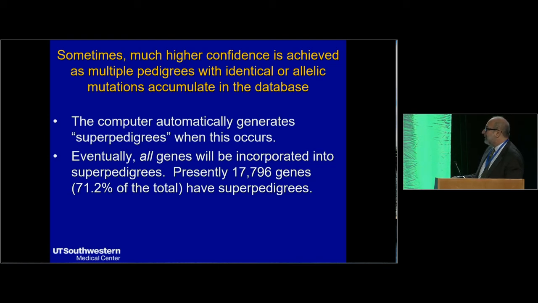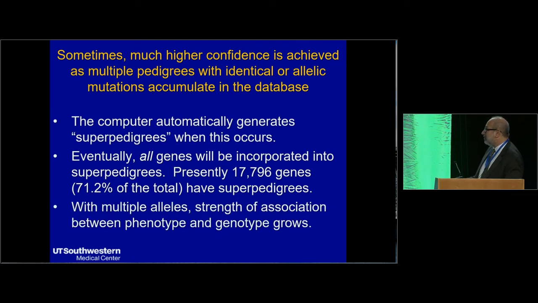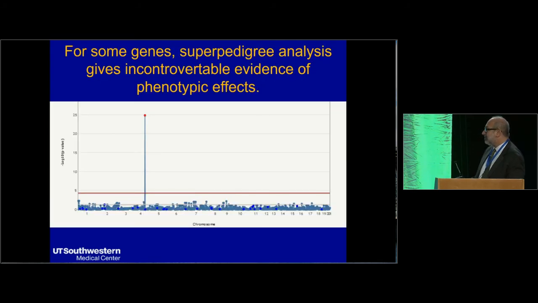At present, there are 17,796 genes that have more than one mutation, and that's 71.2% of all genes. With multiple alleles, of course, your confidence about cause and effect increases. Here is a super pedigree for the sake of example.